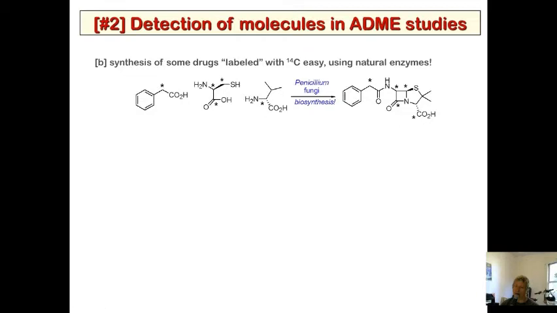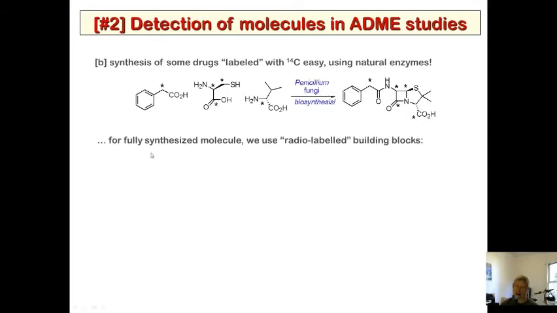What else? And also, do you think that the fungus recognizes the differences between a non-radioactive substrate and a radioactive substrate? It doesn't care about the presence of extra neutrons, and so it prepares the molecule the same regardless.